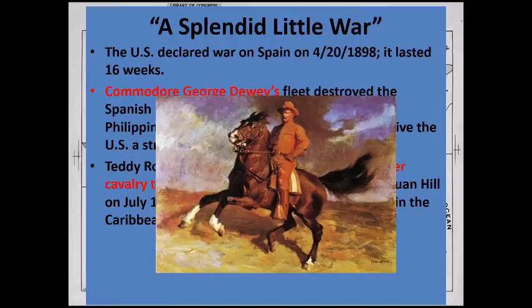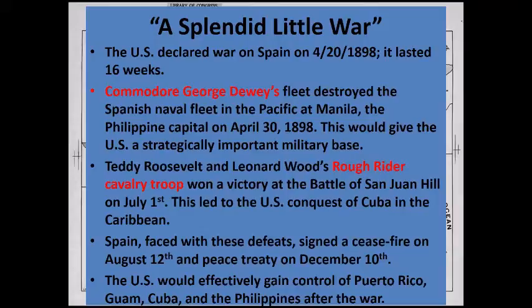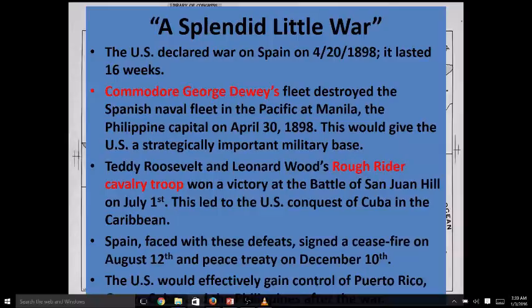Spain was faced with great defeats, and they signed a ceasefire on August 12th, and the peace treaty that would stop the war officially on December 10th. And this would give the U.S. control over Puerto Rico, Guam, Cuba, and the Philippines after the war. And we're going to take a little break here and just look at the Philippines for an instant and see why the Philippines are still important to the U.S. today.